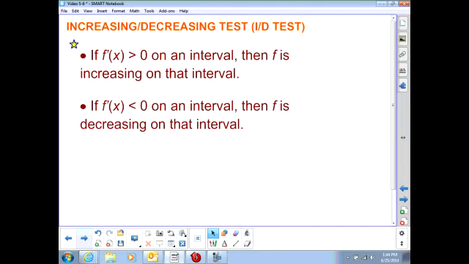And here we have it written nicely as a theorem for you to copy down. If the derivative is greater than 0, so in other words positive, then f is increasing. And the reverse, if it's less than 0, so that means negative, then it is decreasing.